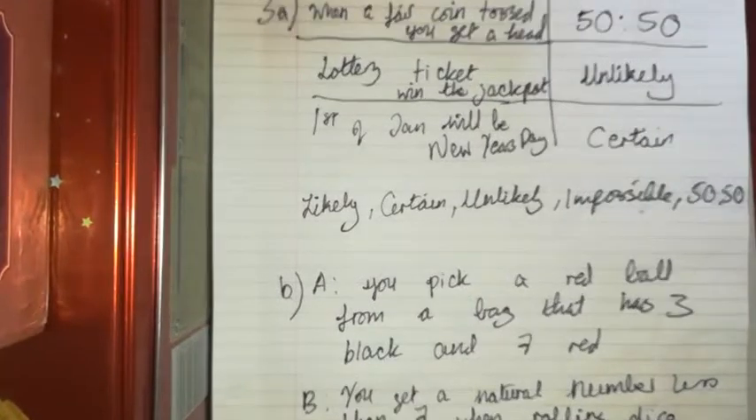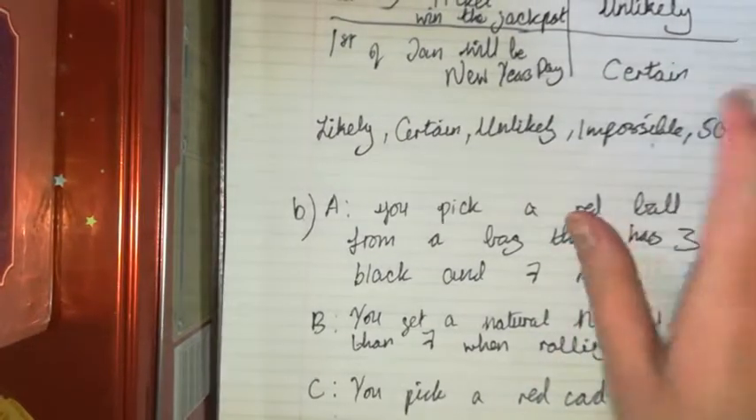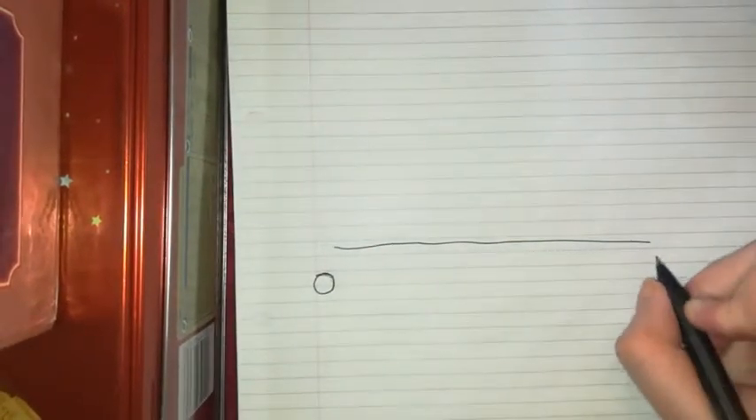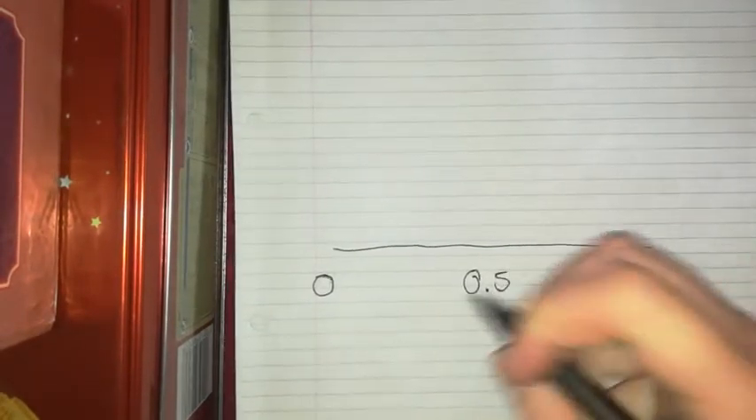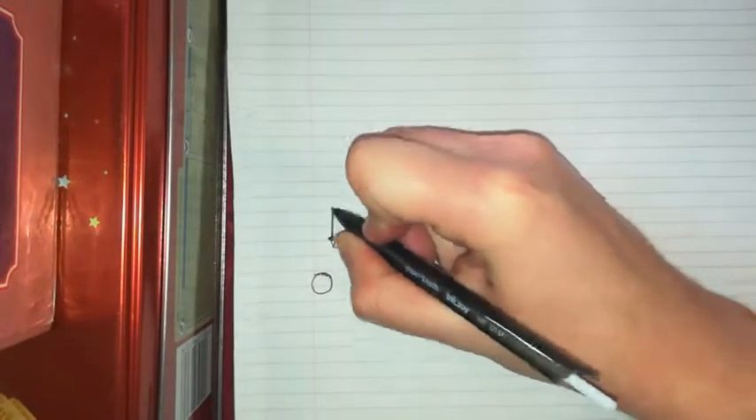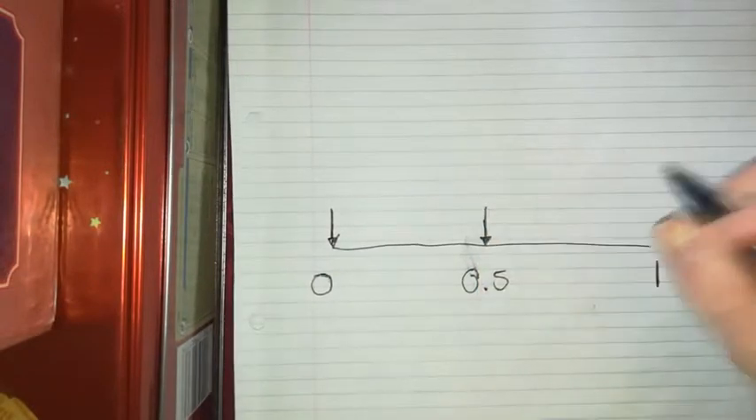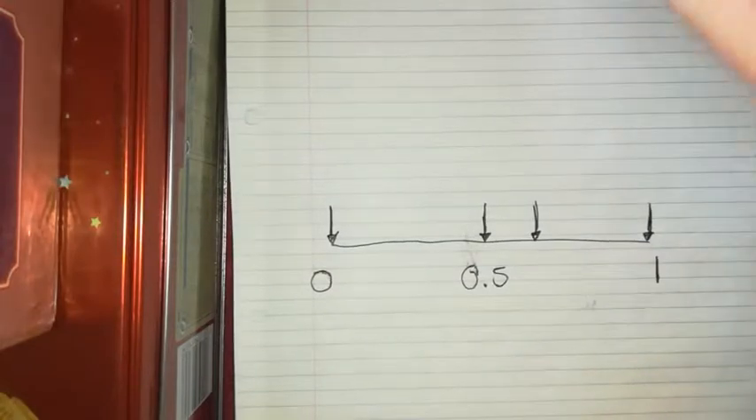The probability scale they give me goes from 0 to 1. So 0 would be 0% chance and 1 would be 100% chance. Then there's 0.5. One of them is at 0, one of them is at 0.5, one of them is a little bit above, and one of them is at 1. So we have to figure out and match each one.